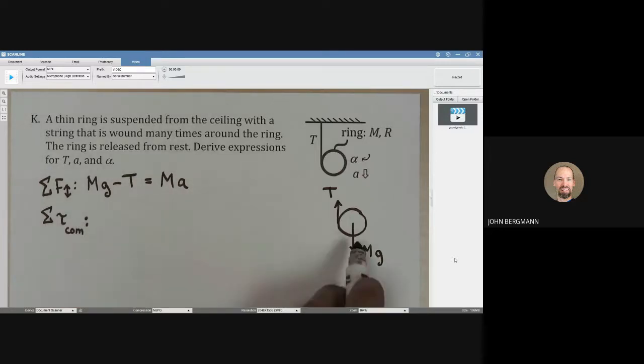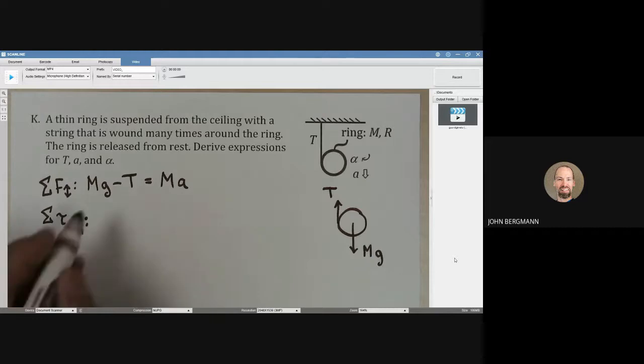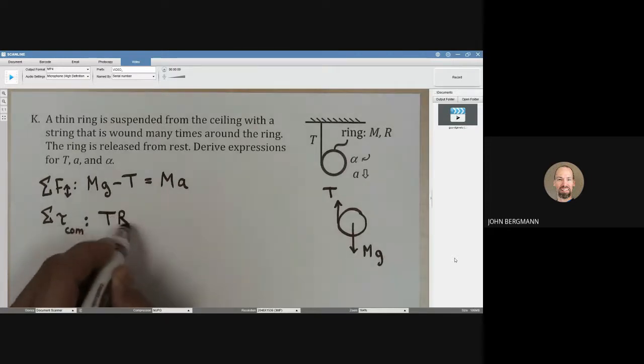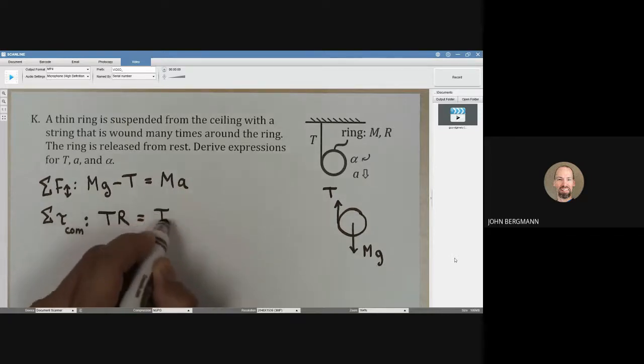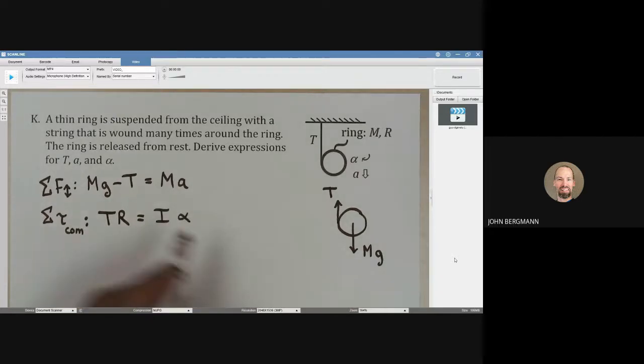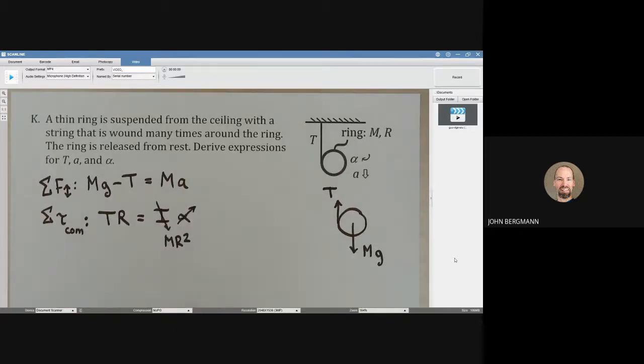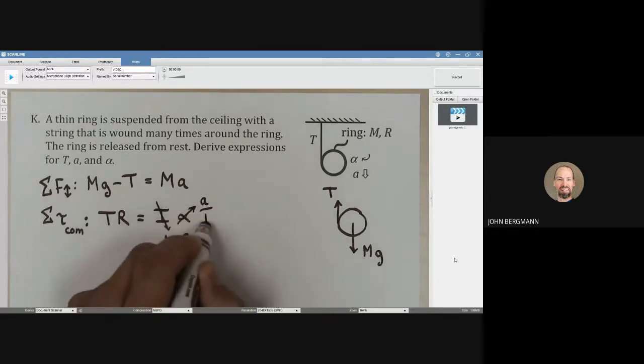If we do that, mg doesn't contribute any torque. It's only the tension that's going to contribute torque, and that's the force, and then R is the lever arm. The net torque should equal the moment of inertia of this ring times alpha. Now, the moment of inertia for a ring, we actually derived this in a video, but more likely you'll just look it up somewhere, is mR squared. And we've talked several times how alpha can be rewritten as a over R.